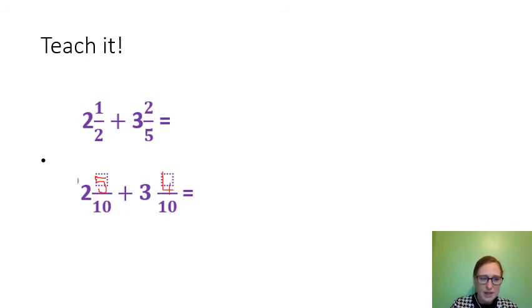Now I can add it together again. 2 plus 3 equals 5. 5 plus 4 equals 9. So I've got 5 whole ones and 9 tenths. And again, it's a nice proper fraction here, so we're absolutely fine to leave this as a mixed number. We don't need to do any converting.